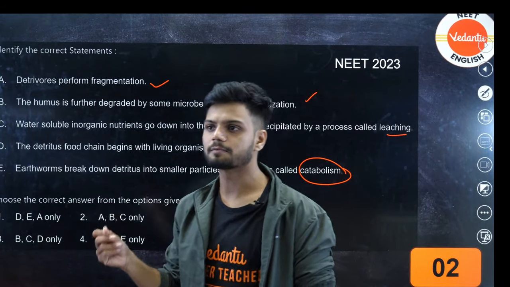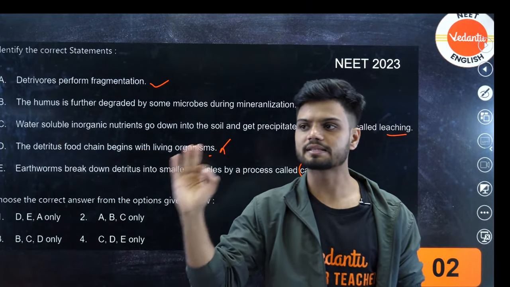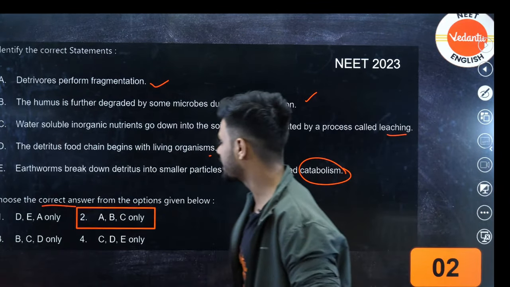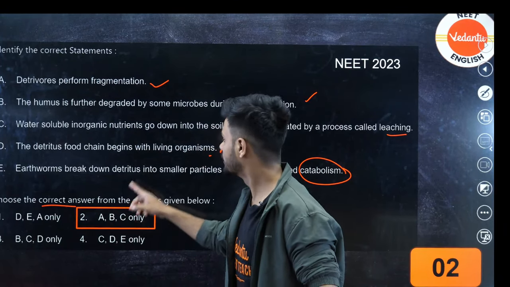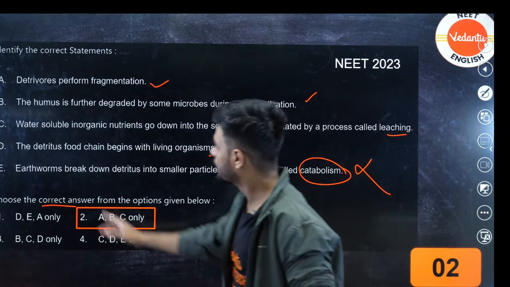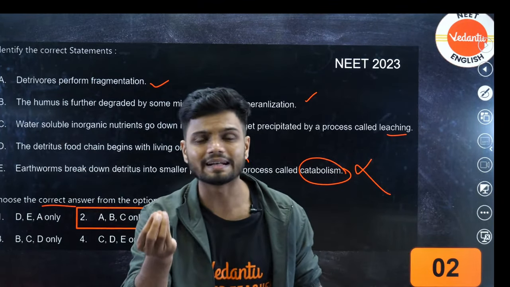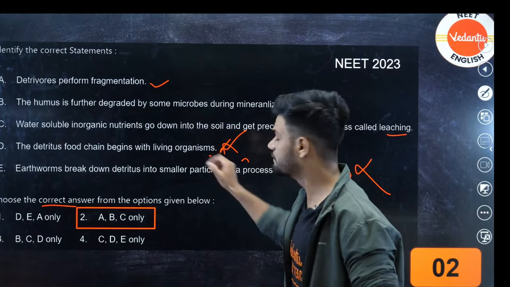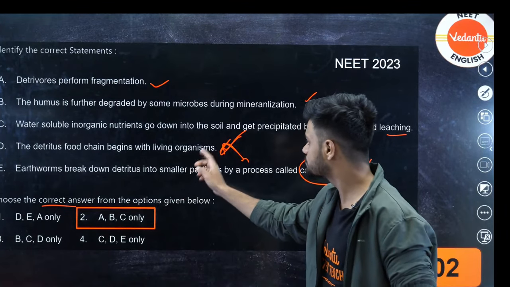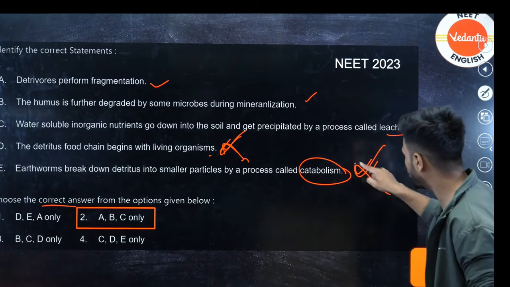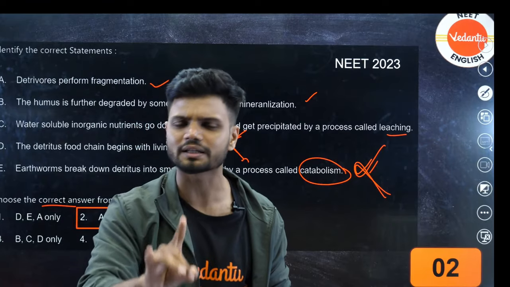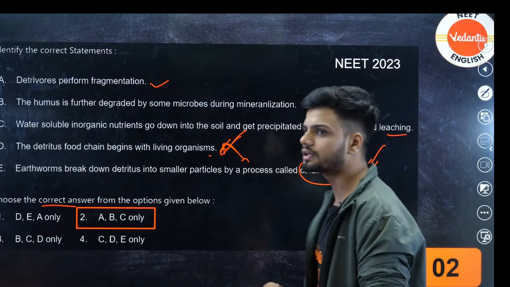Tell me right now quickly. 10, 9, 8, 7, 6, 5, 4, 3, 2, 1. The correct statements here are A, B and C, not E and D. Why is it not? See, detritus food chain starts from the dead and decaying matter, not from living organisms. So wrong here. Now here, earthworms break down the detritus into smaller fragments by what's called catabolism. No, earthworms are involved in the fragmentation, not in the catabolism. Okay, not in the catabolism.